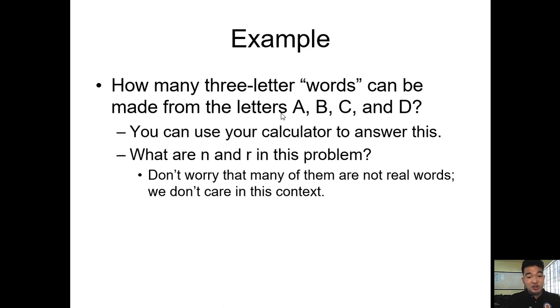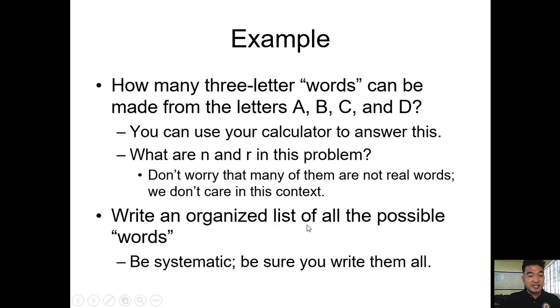And please don't worry that many of them are not real words because we don't care in this context, no? Like for example, sabihin nyo, sir, di naman po word yung nabuo sa BCD. Okay, so don't worry because hindi natin tinitignan ngayon yung sa context na to, no? Kasi ang hinahanap natin dito ay combination of 3 letters, okay, out of 4 letters.